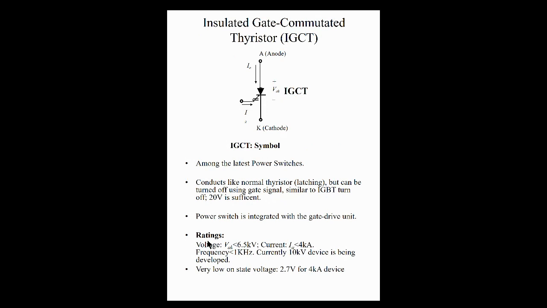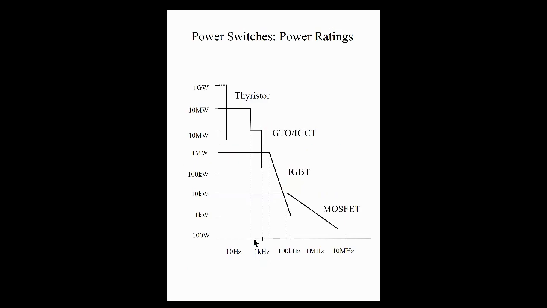Now, if we look at the ratings, the anode-cathode voltage can be as high as 6.5 kilovolts, your current rating can be as high as 4 kiloamperes, and your frequency as high as 1 kilohertz. So it's fairly low frequency, high power. Any application that requires this kind of low frequency with high power, you can select the IGCT. So those are the main devices that we will be working with.